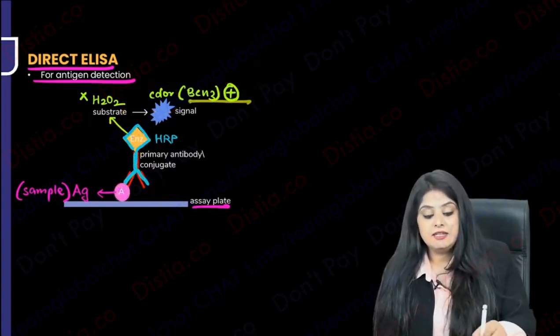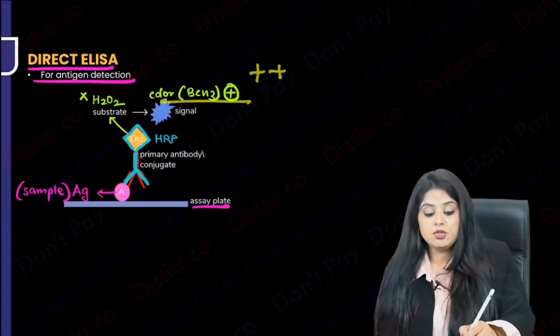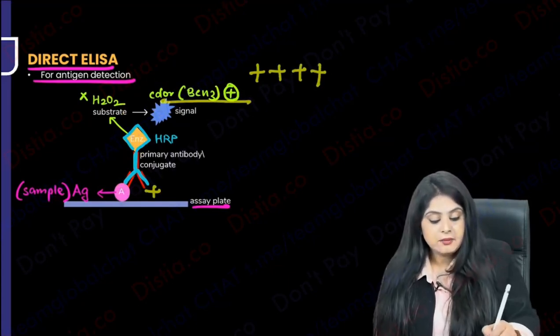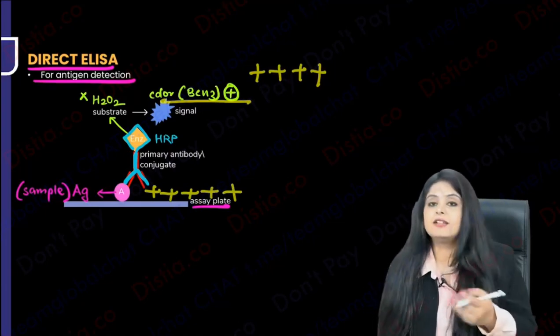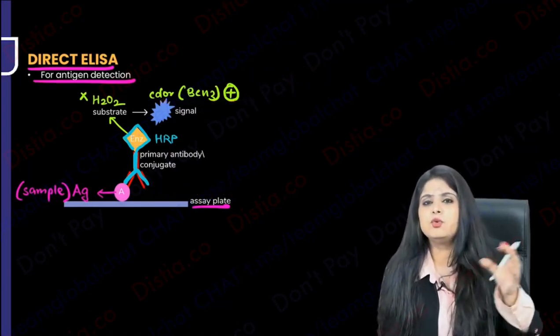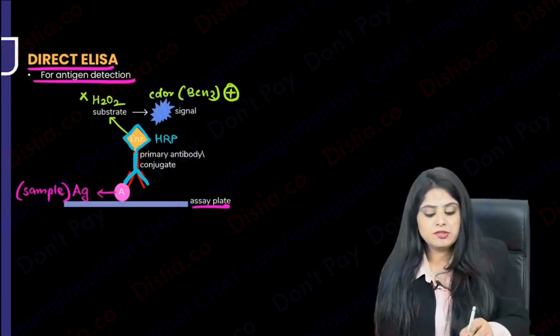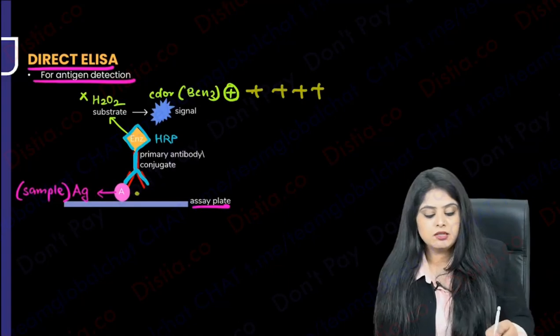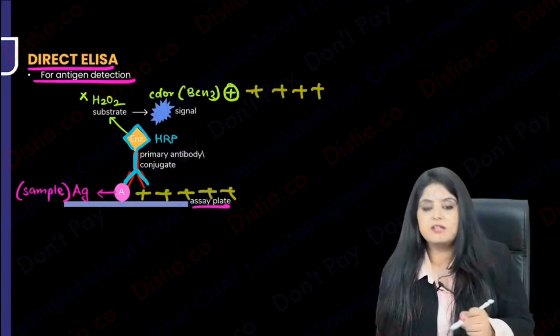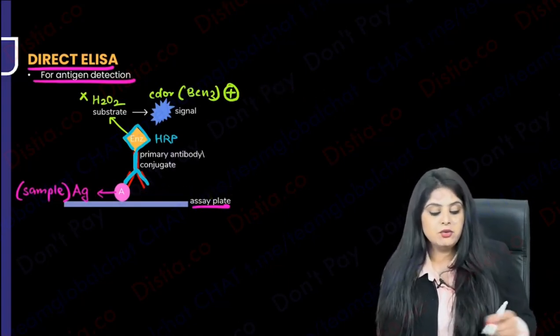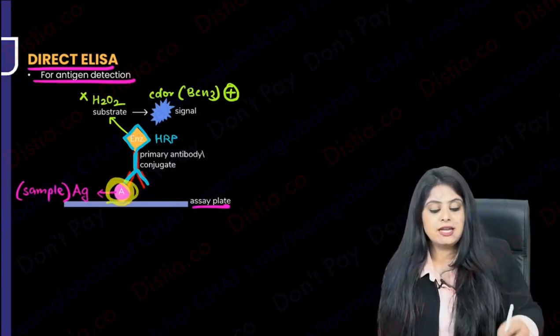It means I can even measure the intensity. How much color is coming will tell me how much antigen is there. You must have heard that reports always give you quantity. Antigen is 4 ml, 5 ml, 3 microliter. How? Because that's on the basis of the color. More color means more antigen was present in the well. So simple. Now you know that if you want to test an antigen, that is direct ELISA.